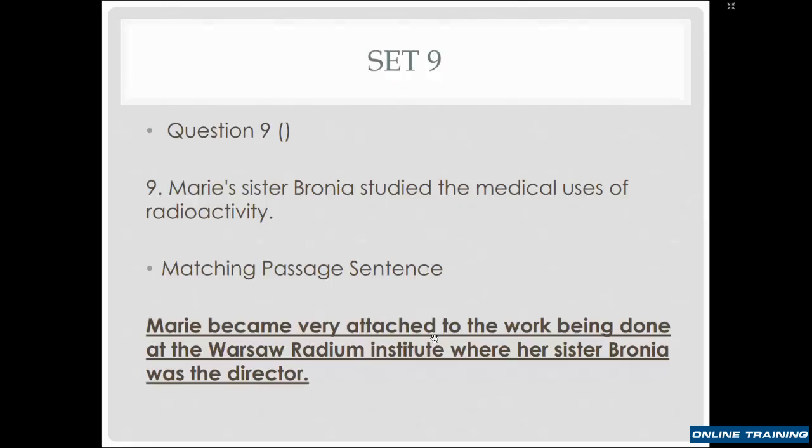For something to be true, the language must be explicit. The passage sentence has to say that she studied the medical uses of radioactivity. For it to be false, it would have to say that she did not study, or it would have to say that she studied something else. That's the only way it would be false. Here it's going to be not given because, again, we don't know.